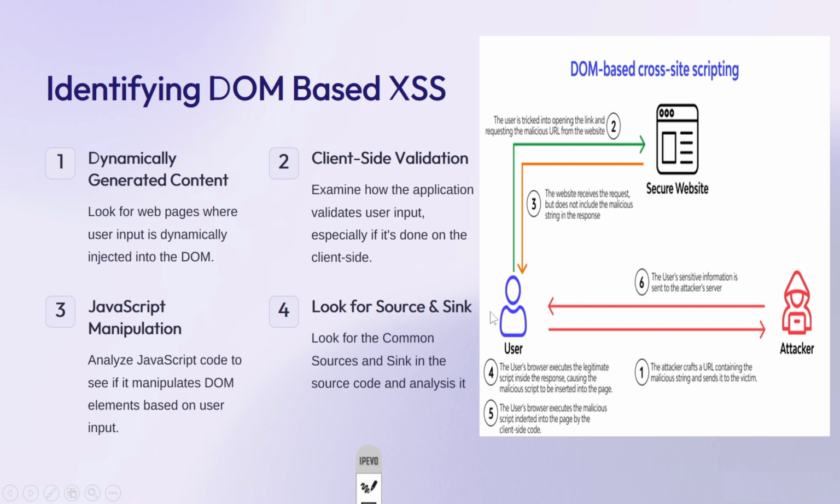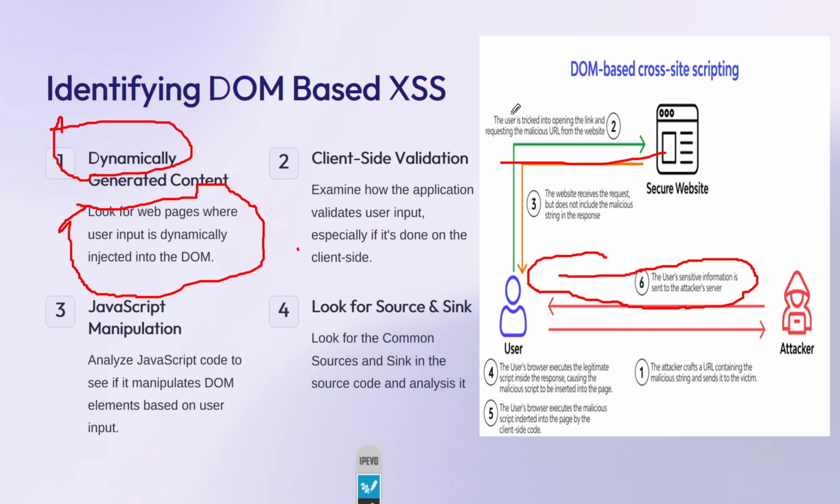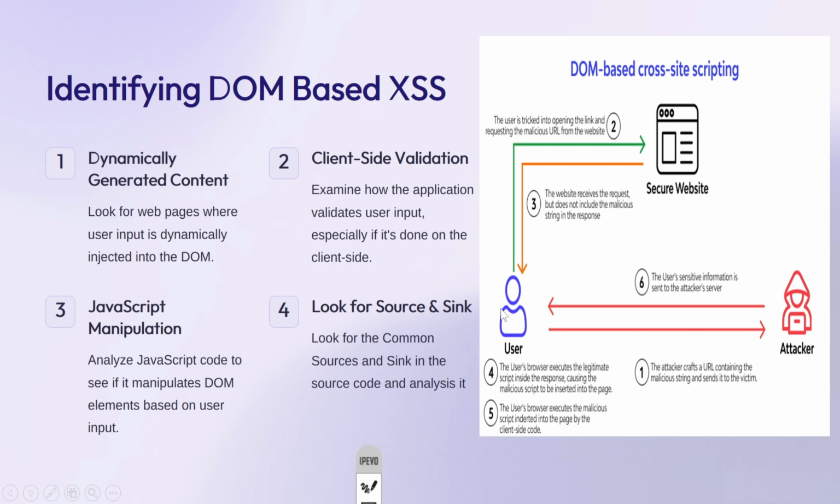Look for sources and sinks. Look for common sources and sinks in the source code and analyze it. Understand the basics. This is the structure of how it works: the user is tricked into opening the link, and the message is echoed on the website. So these are some procedures a hacker can use to exploit it.